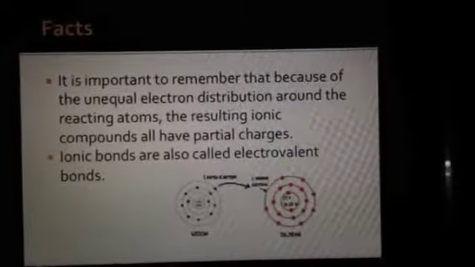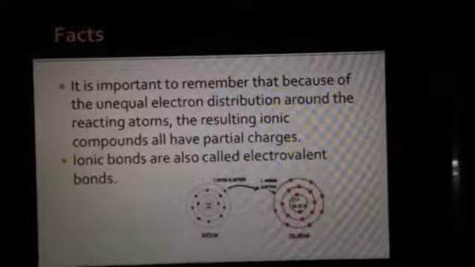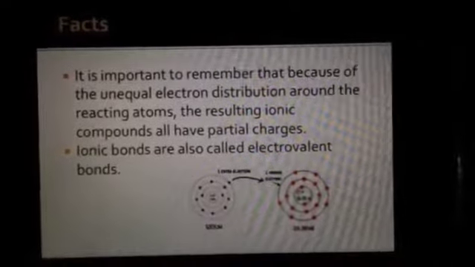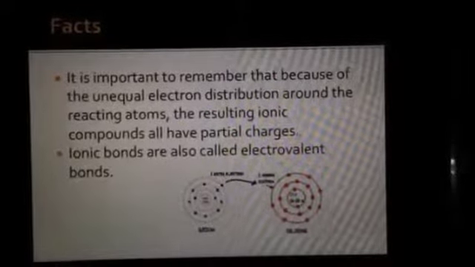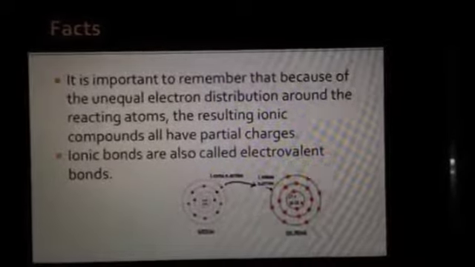It is important to remember that because of the unequal electron distribution around the reacting atoms, the resulting ionic compounds have all partial charges. Ionic bonds are also called electrovalent bonds.